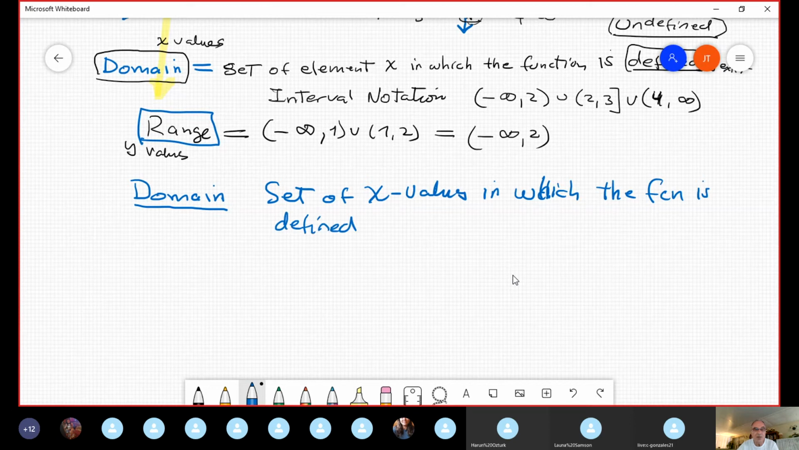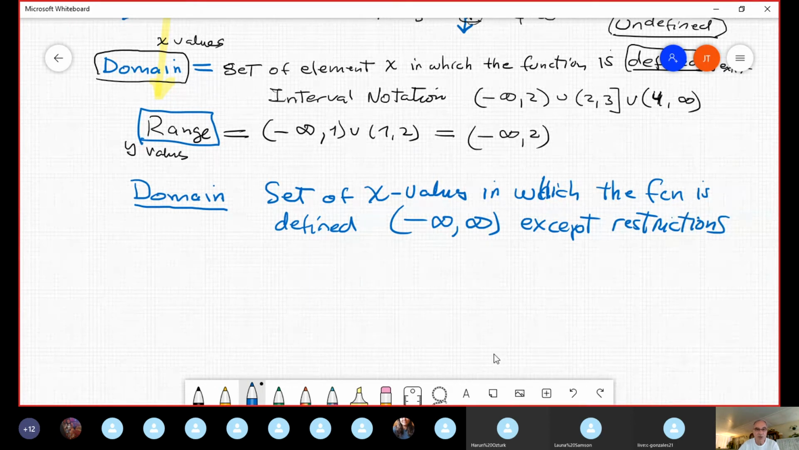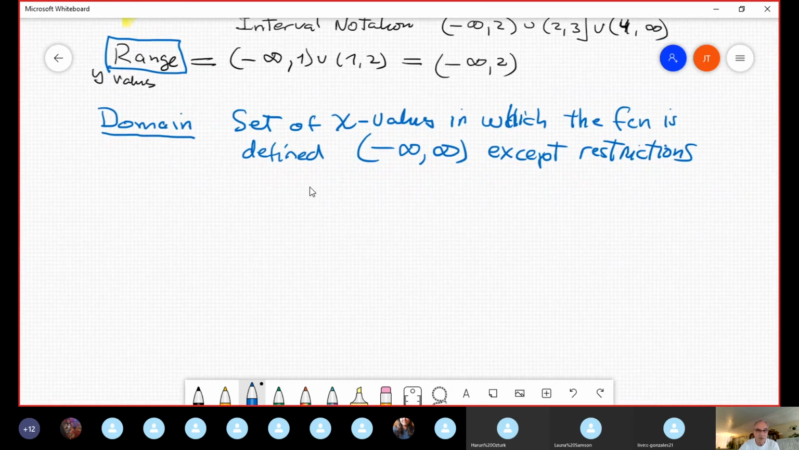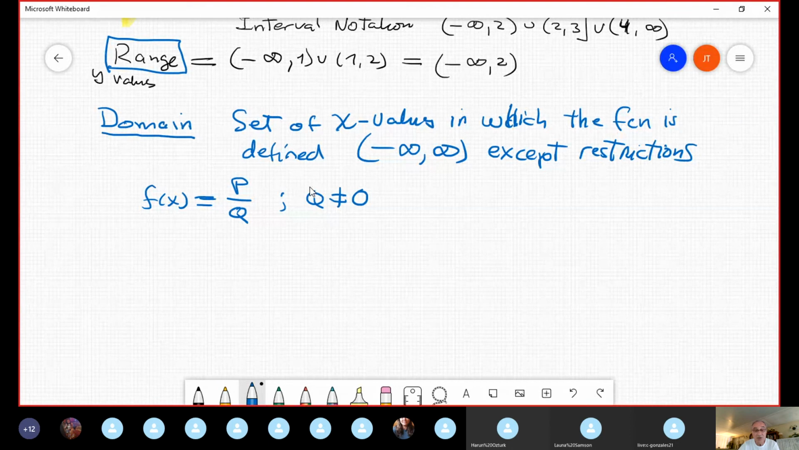So, what is the domain? Normally we assume that it is all real numbers, except restrictions. And we have restrictions under two possible conditions. When you have a division, look: suppose that you have a function equivalent to the expression P divided by Q. Well, what happens? The denominator Q must be different from 0, because we cannot divide by 0.